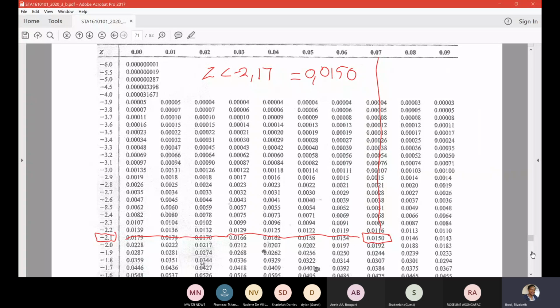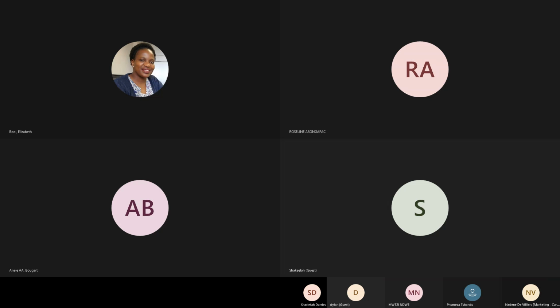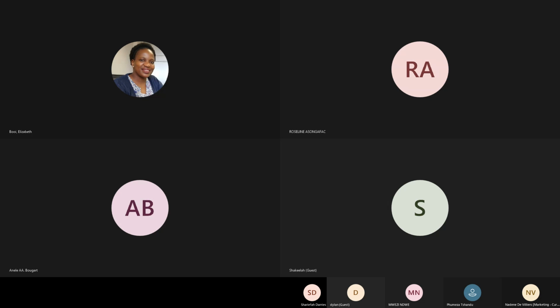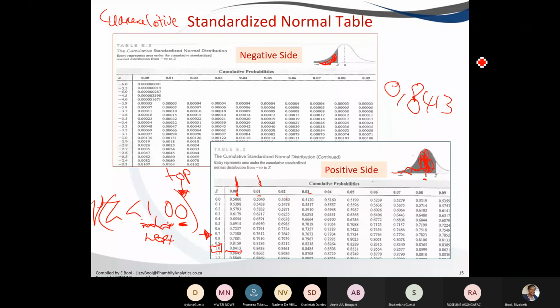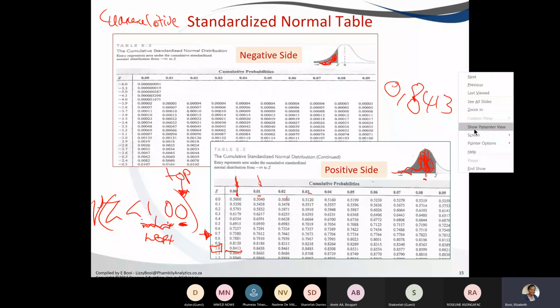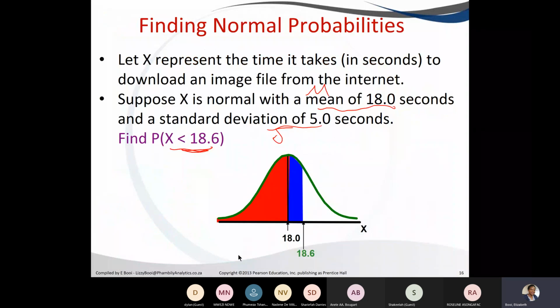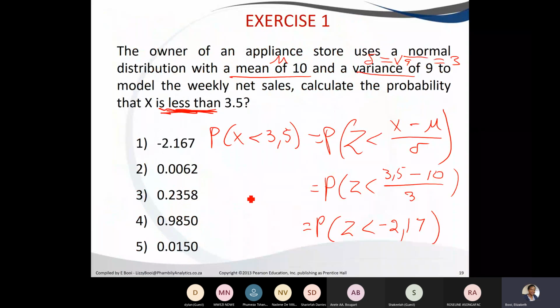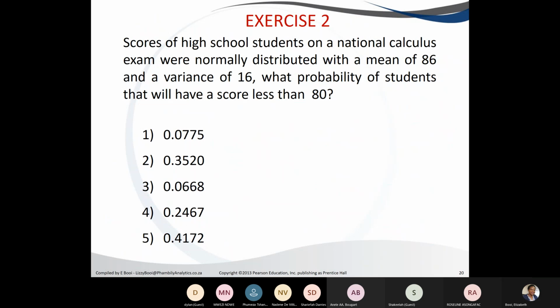Any question? If there are no questions about the table, then we can go back to our presentation. Okay, so we go back to our question. We find that that probability was 0.0150. Your exercise.